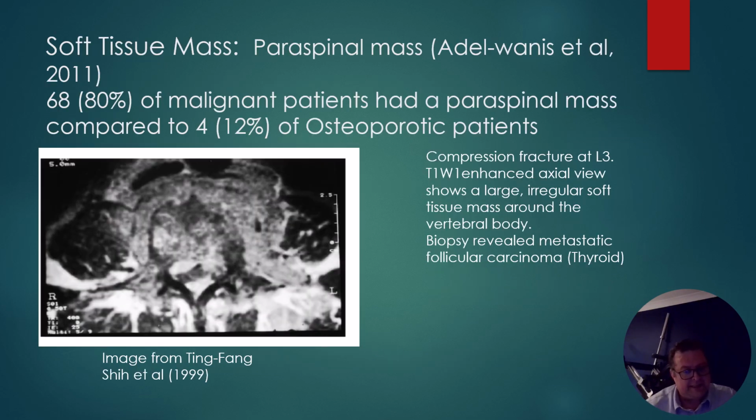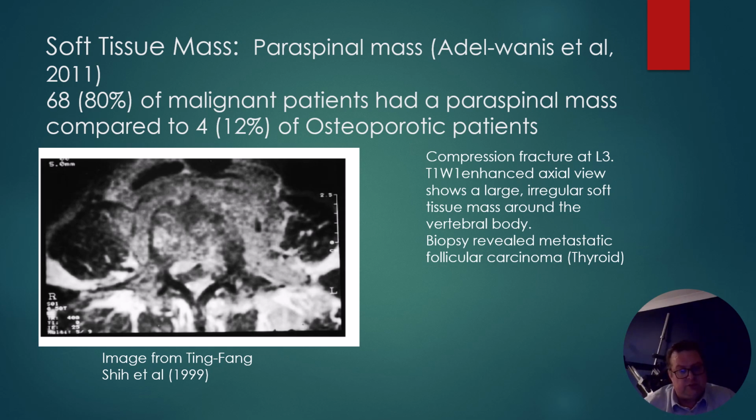The soft tissue mass, as we mentioned, can be quite a specific finding for malignancy. You can see here they've got a compression fracture at L3, and on the axial view there's a large irregular soft tissue mass around the vertebral body. The study by Adele Wanis and colleagues in 2011 found that about 80% of patients with malignancy for their vertebral compression fractures had soft tissue mass compared to 12% of osteoporosis. So we can start to see some patterns.